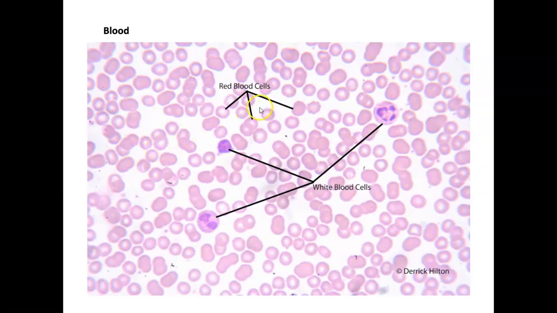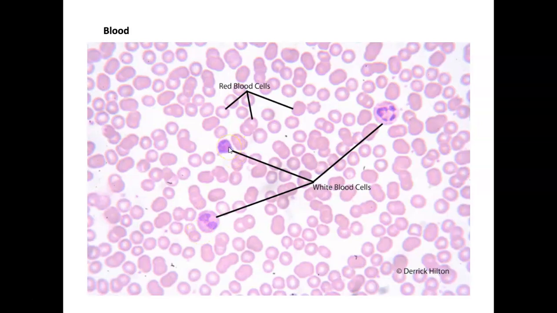Then we have, and the function of the red blood cells is transport. So transport primarily oxygen, some carbon dioxide, but primarily oxygen is what's going to be transported by the red blood cells. And then white blood cells. So you have different types, so they look different. So the ones we're looking at here, it looks like 2 neutrophils and a lymphocyte.